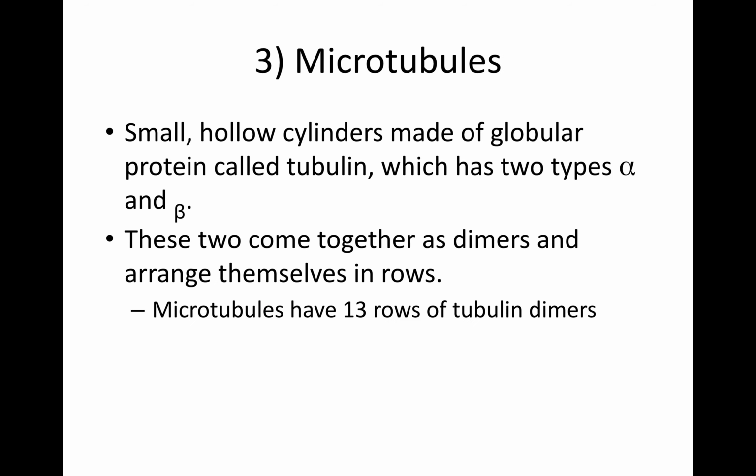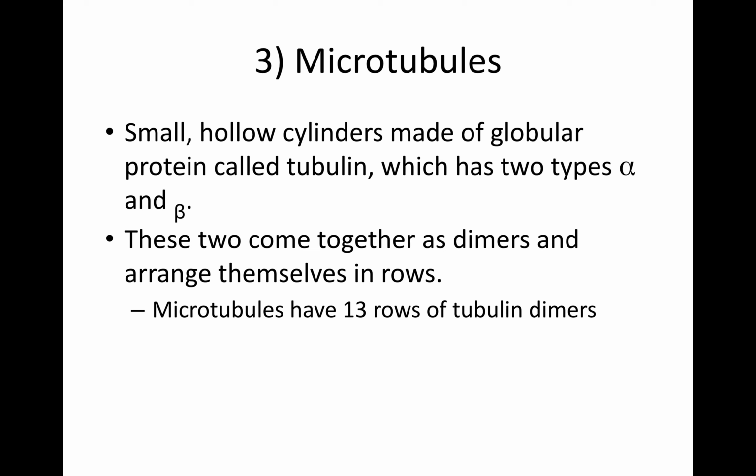The last one is microtubules, and so the name should give this one away. It has tube in it, right? So it's going to be something that's hollow, just like a tube. Microtubules are small, hollow cylinders made of globular protein called tubulin, which has 2 types. It has an alpha type and a beta type. These come together and arrange themselves in rows. So microtubules have 13 rows of tubulin.